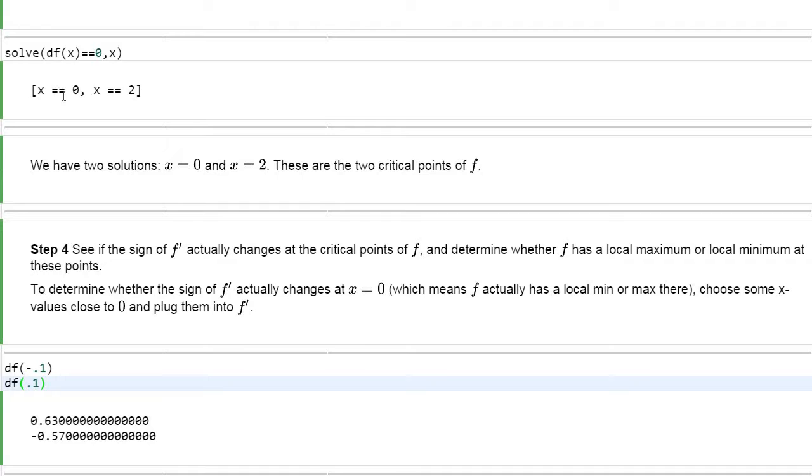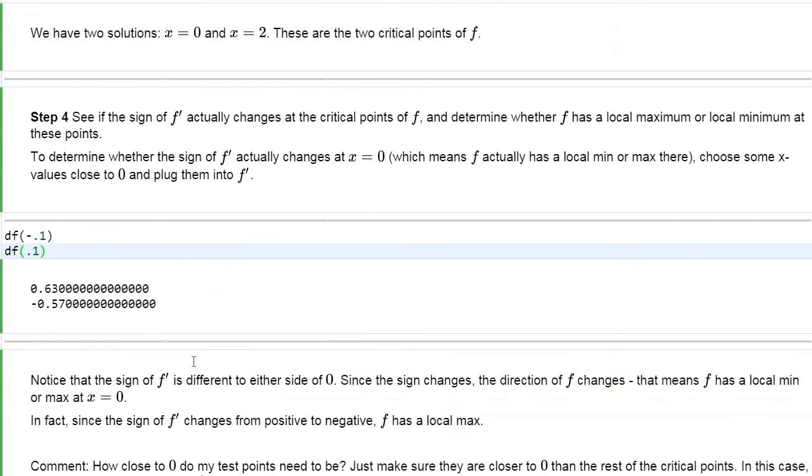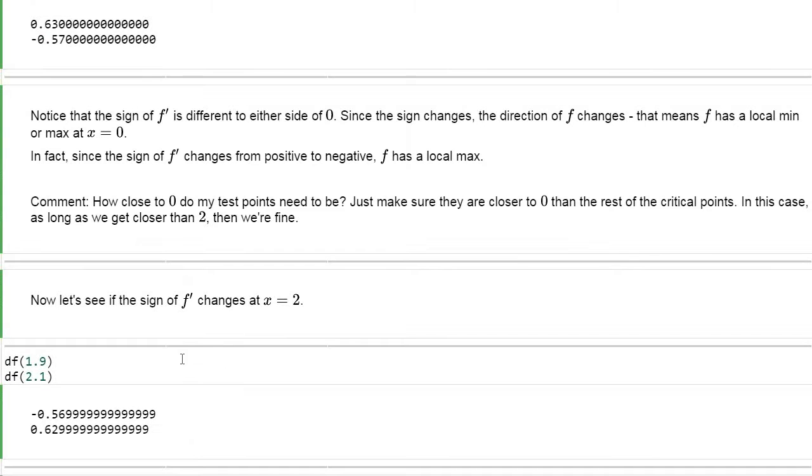To the left of 0, I could choose anything I want at all because there are no other critical points to the left of 0. But you might as well just choose something close. You don't have to think about it too much. If your critical points are really close together, then you'll have to worry about that a little bit more.